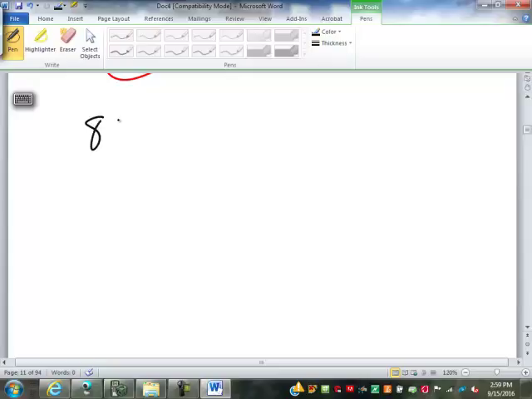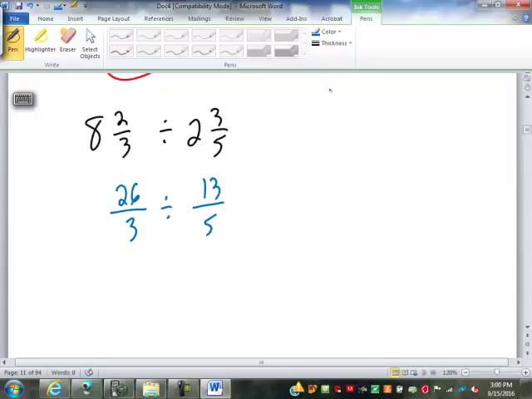Let's do 8 and 2/3 divided by, let's see, what is that going to be? What is this? You guys tell me what to do. 26 over 3, good. 13 over 5, still divided, right? Perfect. The 26 over 3 doesn't change, but this does become 5 over 13.